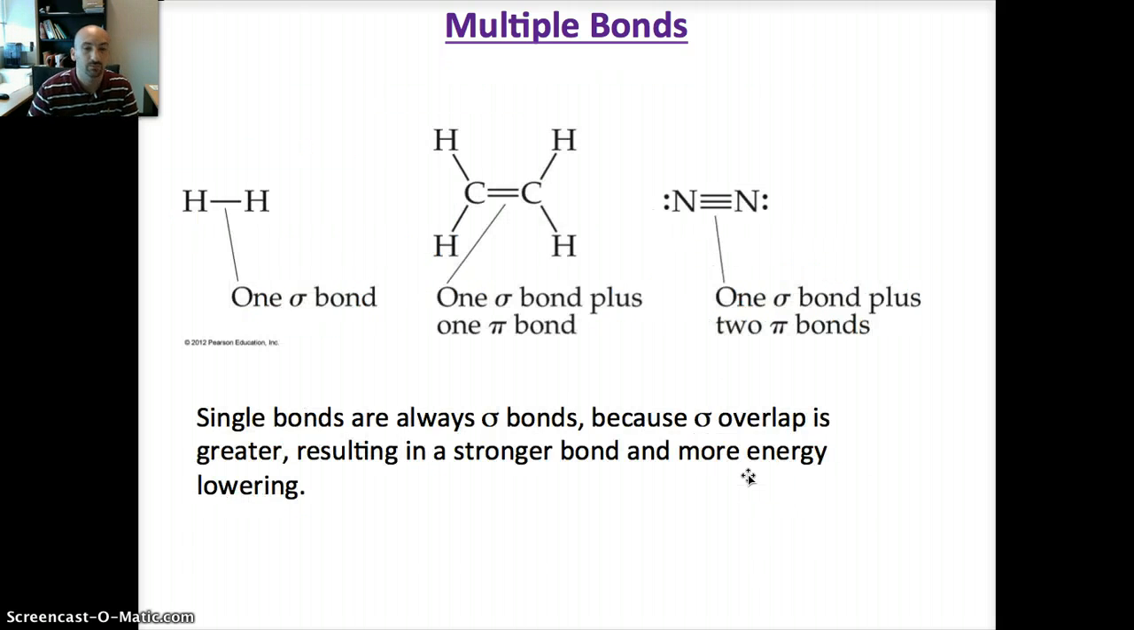So why are these important? When we talk about single bonds, like in H2, there is just one sigma bond. In a double bond, you have one sigma bond plus one pi bond. If you have a triple bond, you have one sigma bond plus two pi bonds. Single bonds are always sigma bonds because sigma bond overlap is greater. It results in a stronger bond and more energy lowering.